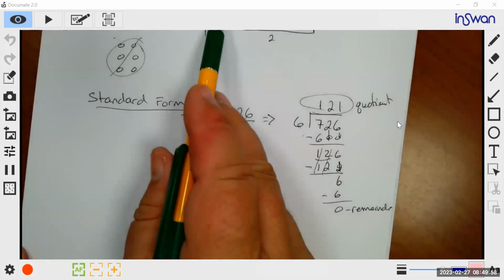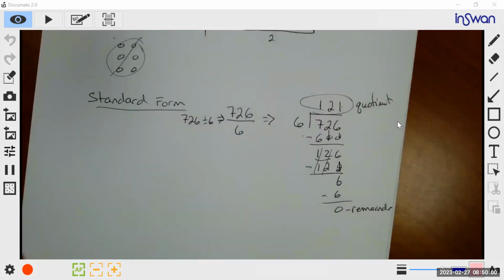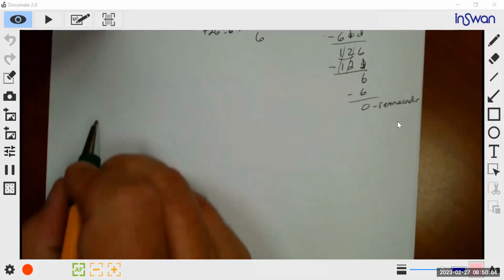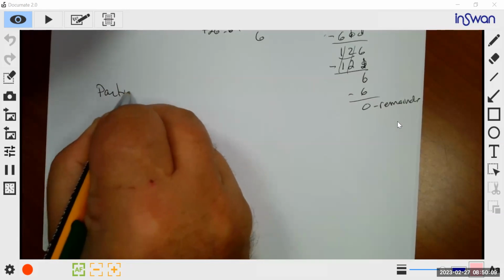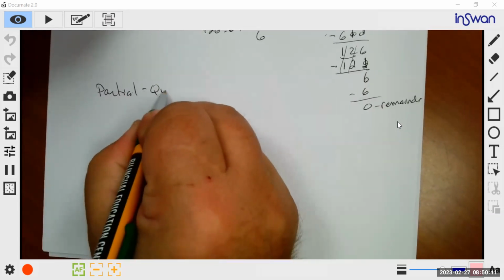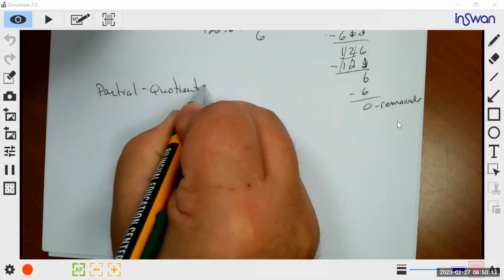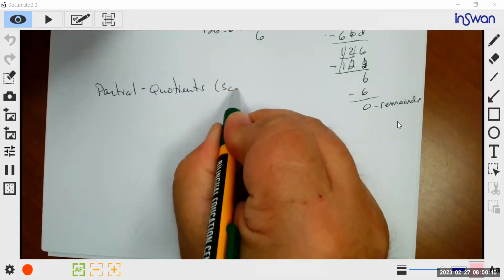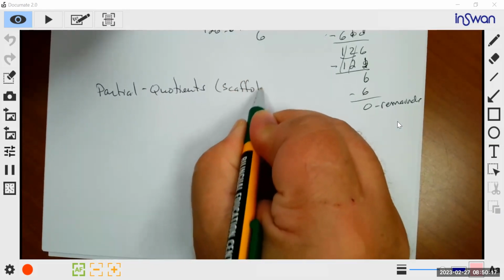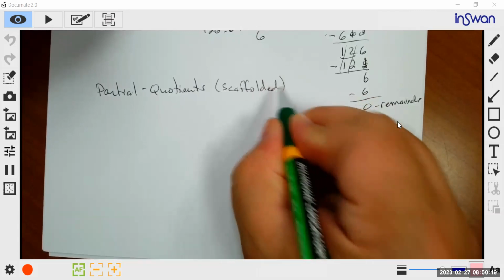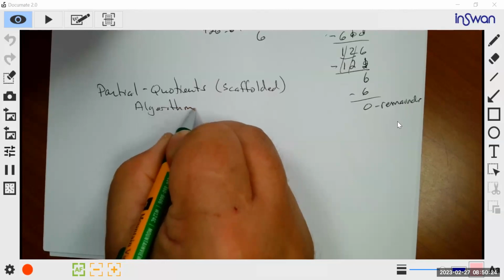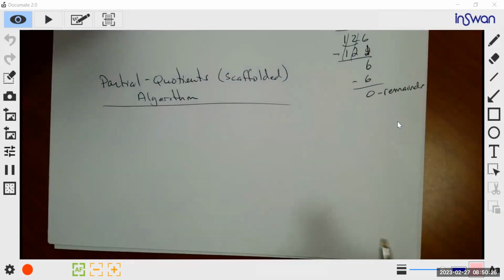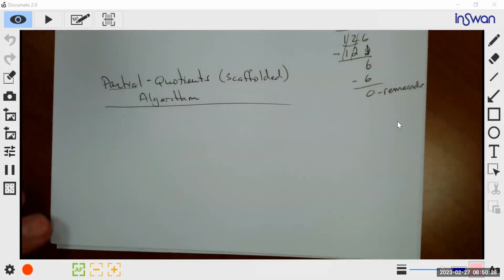So that's using base 10. This is the standard blocks. You can also look at what are called partial quotients, or the scaffolded algorithm. Partial quotients.